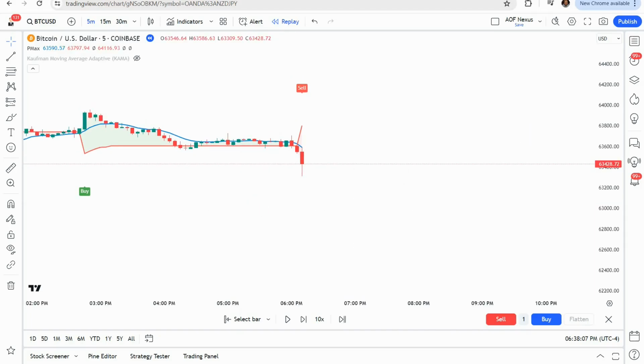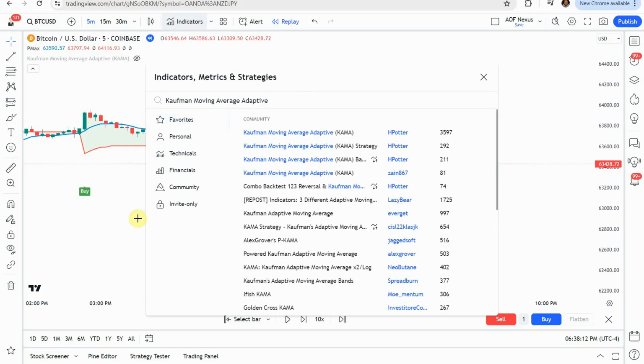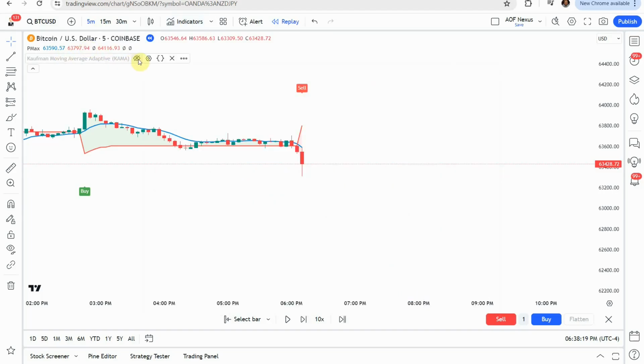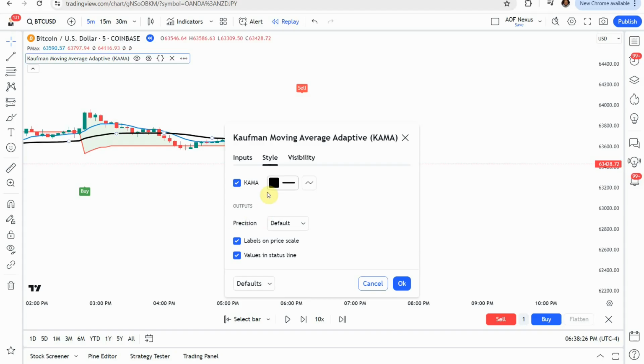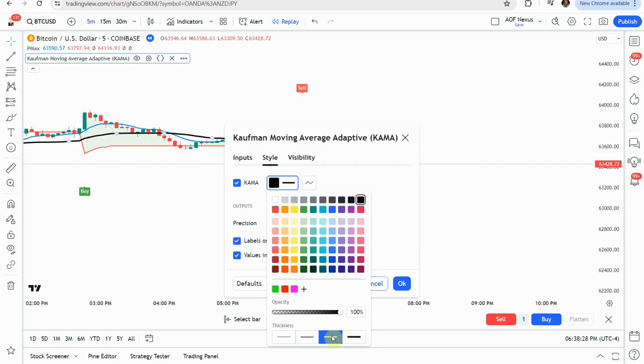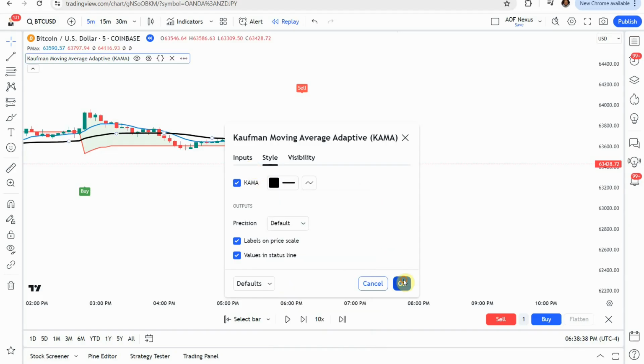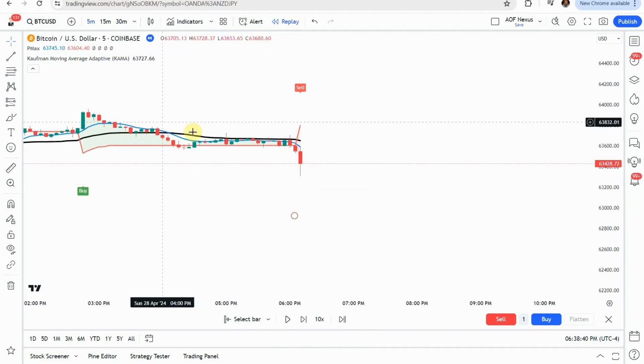The next indicator we will add to the screen is going to be the Kaufman Moving Average Adaptive. This one right here, the KAMA. Go ahead and click that and add it to the screen. And again, we'll jump into the settings of this one as well. And what we're going to do is just under the style, we're going to bump up the line weight of the KAMA indicator, the line itself. And you can also change it to whatever color you want that best suits your background.